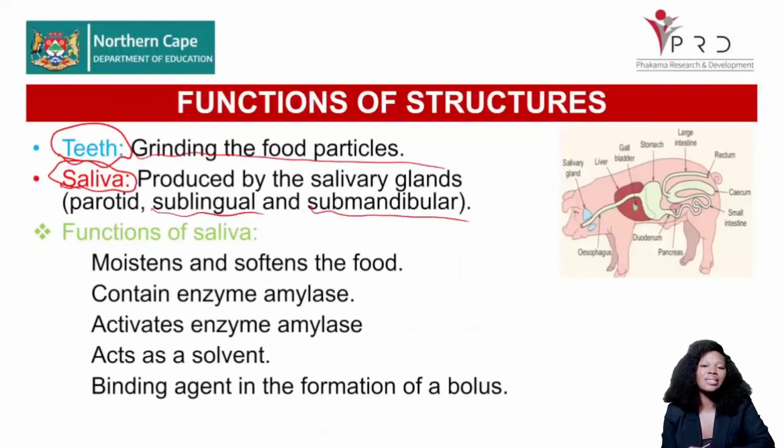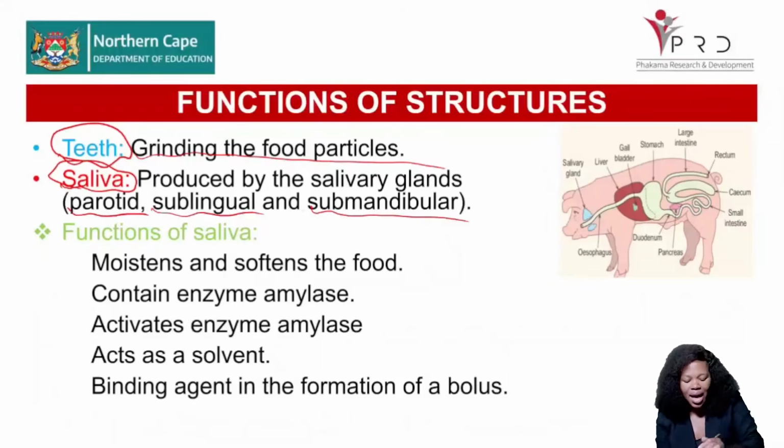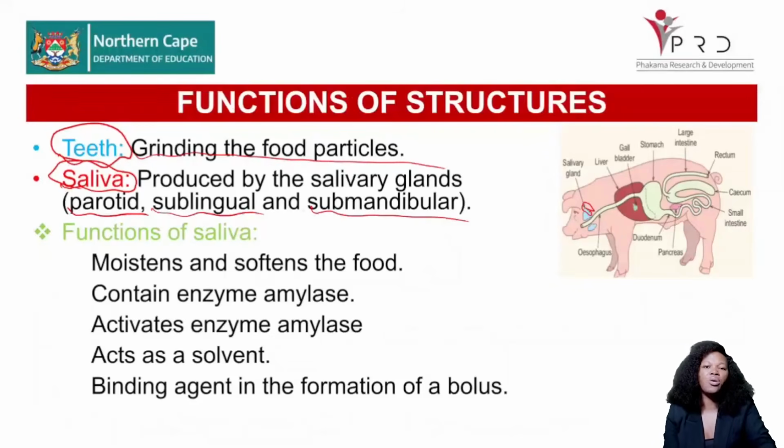So where are these salivary glands located? The parotid is located behind the ear, as indicated here. The sublingual is under the tongue and the submandibular on the lower jaw. When preparing for the control test or the exam, you must know the location of each of these, but they are all responsible for the same function, which is the production of saliva.